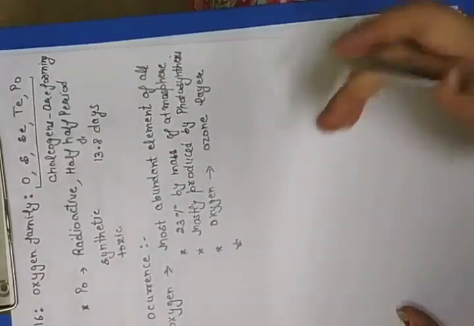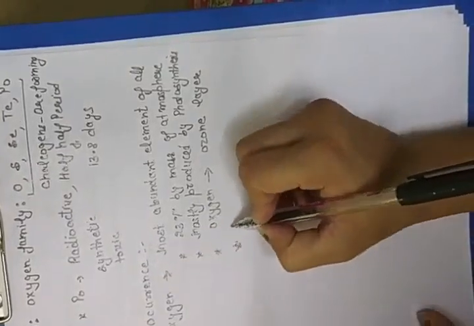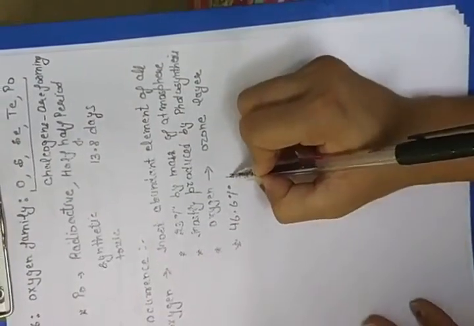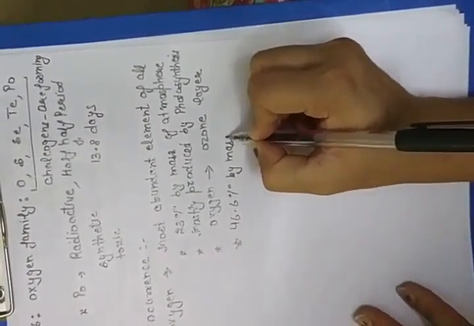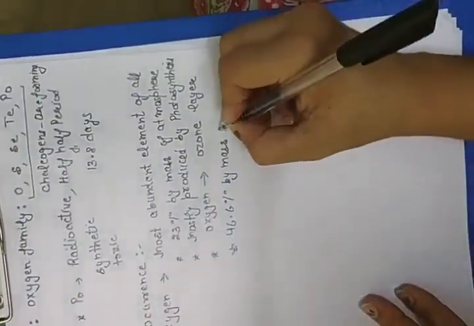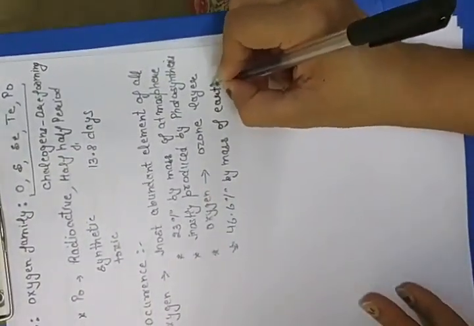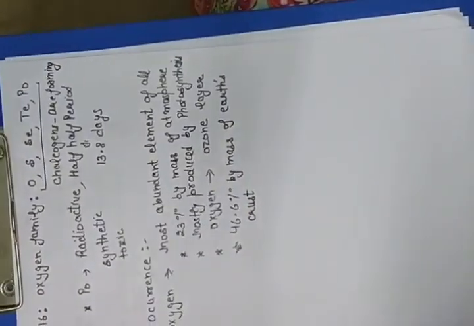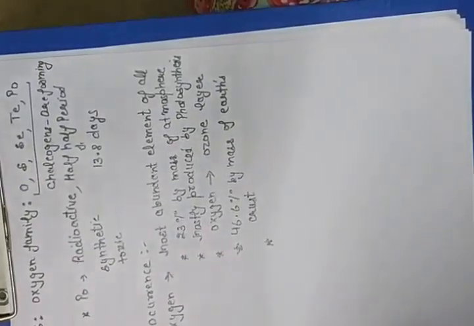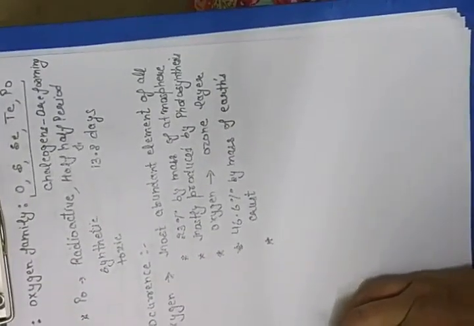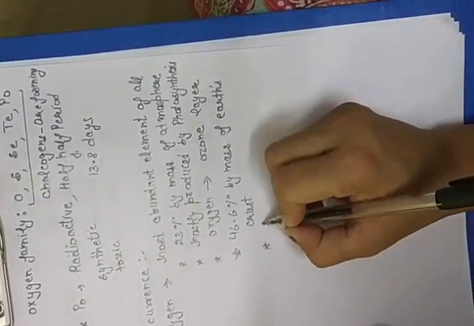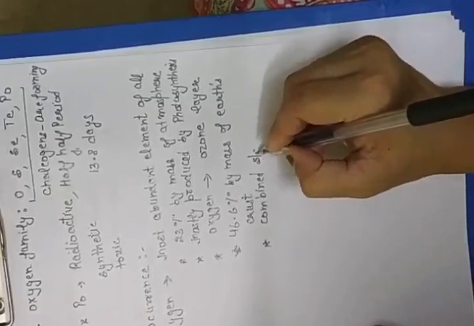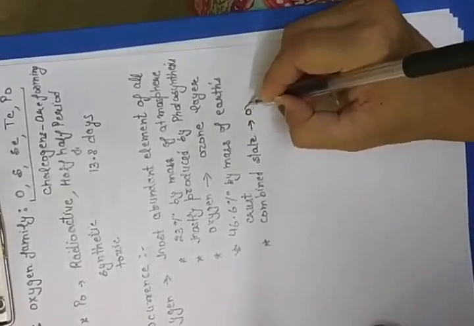Now if we discuss its percentage in the earth's crust, then 46.6% by mass of the earth's crust consists of oxygen. So these are the points related to oxygen. Mostly in combined state, it is present as oxide.